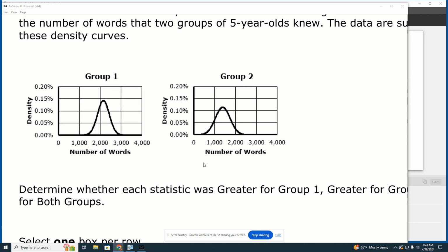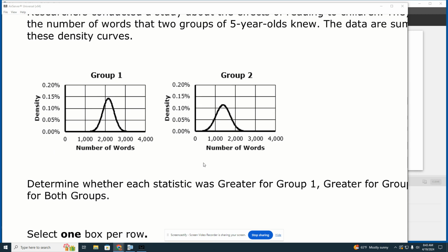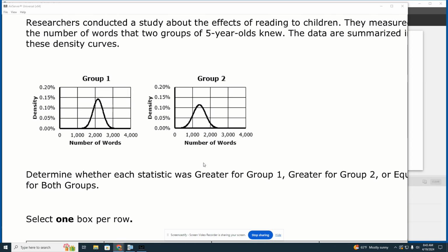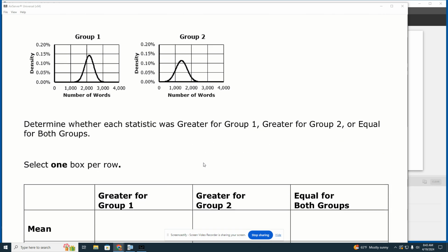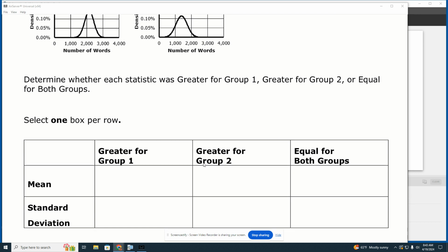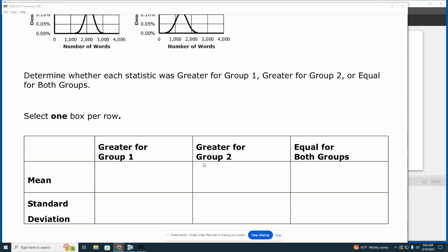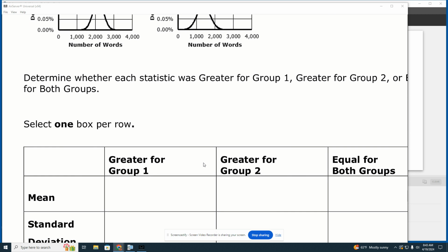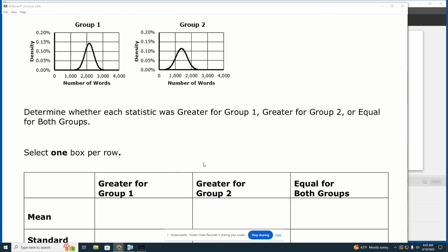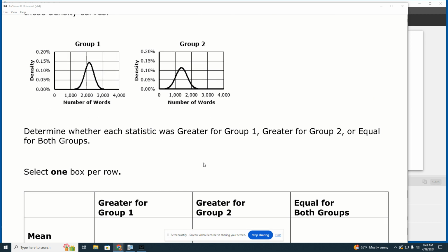So we can really compare the way these two look because they're looking at the same x and y axis. So here's the question: determine whether each statistic was greater for group one, greater for group two, or equal for both groups. So what is it we're looking at? What's the statistic? Mean and standard deviation. So first of all, let's just talk about mean. Mean means average. Your average is higher. So I'm going to look at these two graphs and look at which one goes higher. That's going to give me the higher mean.